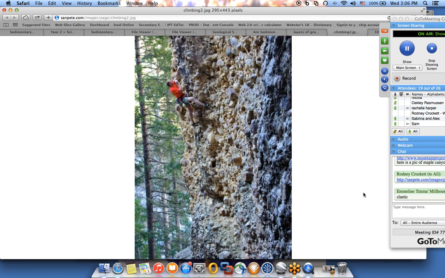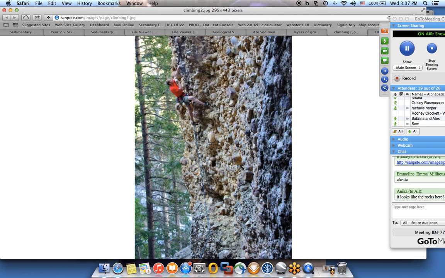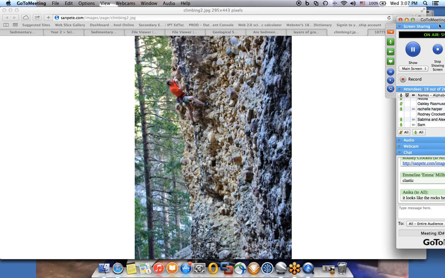All right. So clastic, yes, it's clastic. And I would call this a conglomerate, because you see they are rounded rocks, large particles cemented together. So, Rodney, have you been rock climbing here? No, but I have been hiking several times up there. In that area. Okay, so that is a good example of a conglomerate rock.